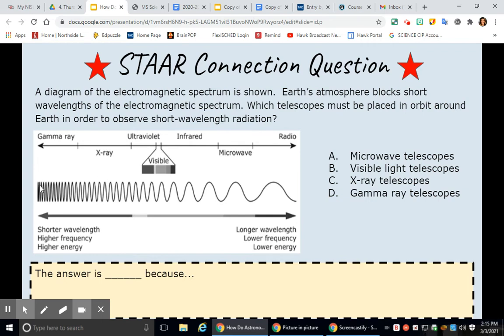So if these waves from crest to crest are your shortest, you understand that these are gamma rays. So scientists would need gamma ray telescopes in order to observe these wavelengths. And then, of course, over here, your radio waves are your longer wavelengths. I hope you liked reading about the electromagnetic spectrum today.